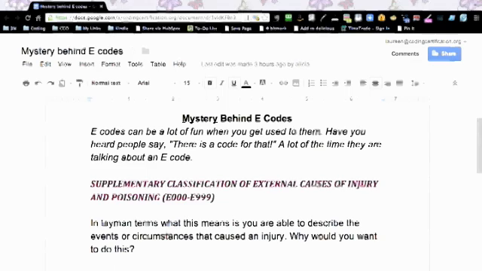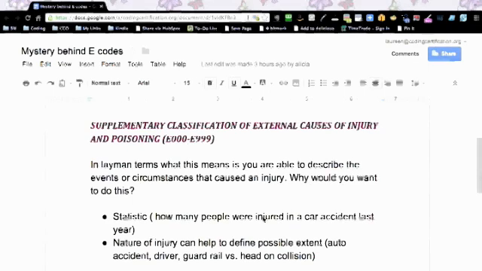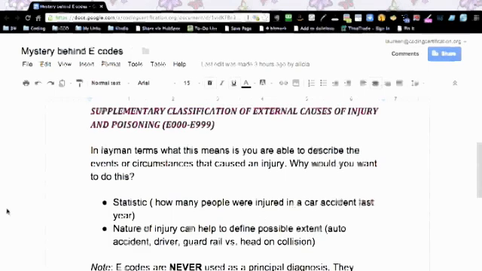The actual section is supplementary classifications of external causes of injury and poisonings, and they go from E000 to E999. To put that in layman's terms, you're going to be able to describe events and circumstances that caused an injury. Now, why would you want to do that?